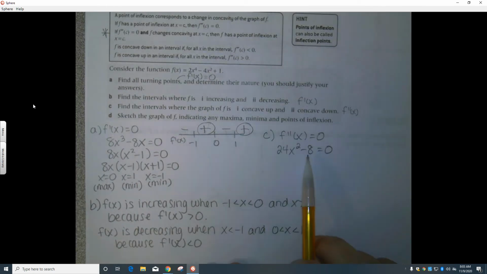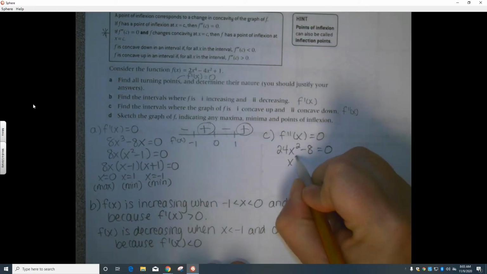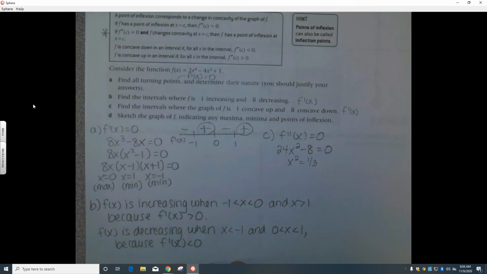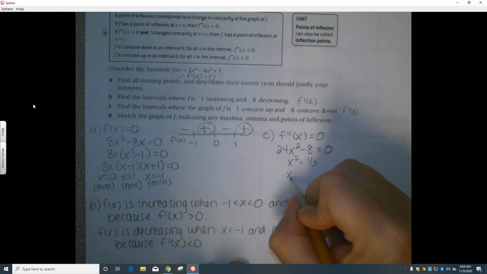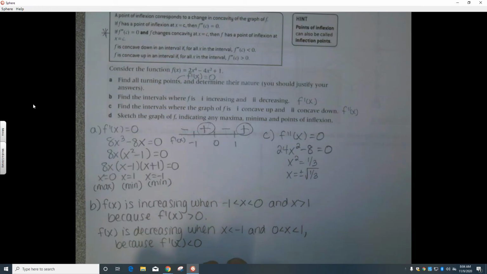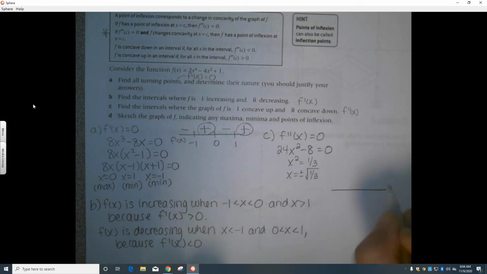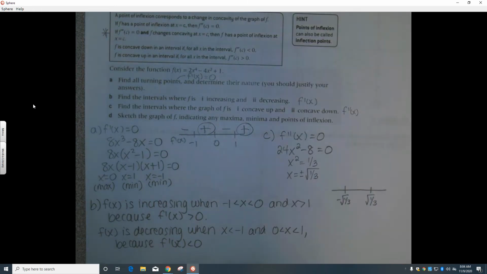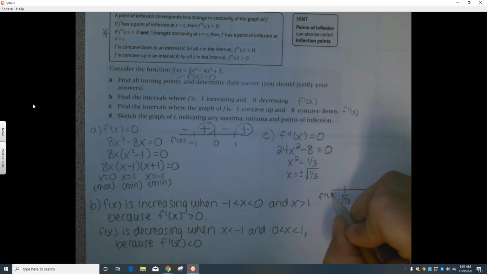And you can just solve this, so add 8 and divide by 24. So we get x squared equals 1/3. And so when we do this, we get x equals plus or minus the square root of 1/3. And I'm going to just leave it like that. So I have two answers, negative square root of 1/3 and positive square root of 1/3. And we got those from the second derivative.